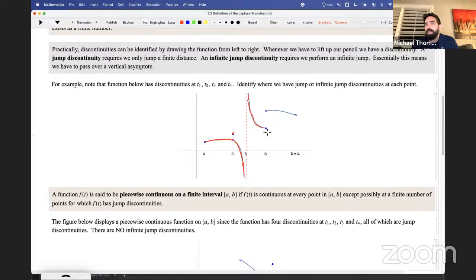And we've definitely got a discontinuity there because we can't draw it anymore. And then we jump up, so that's a jump discontinuity. And then we go right over here to the edge. Now, this point over here is also a jump discontinuity.